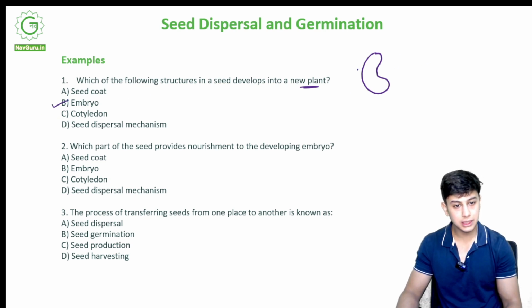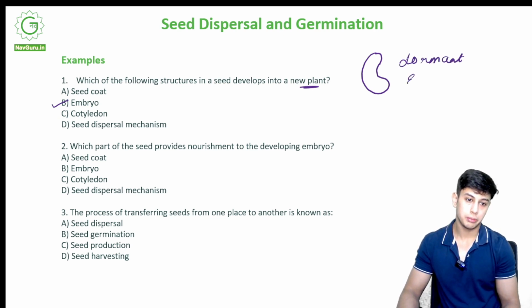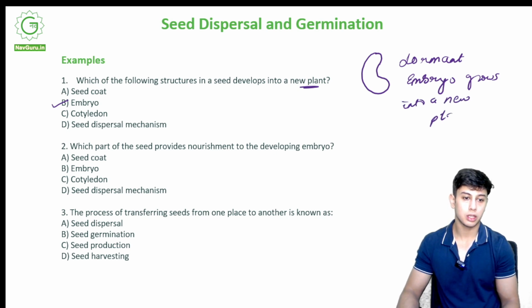Inside a seed, I have a dormant embryo, which grows into a new plant. Inside I have that fertilized zygote, which is the embryo. Now this will utilize all the energy from the cotyledons and this will grow into a new plant, right?